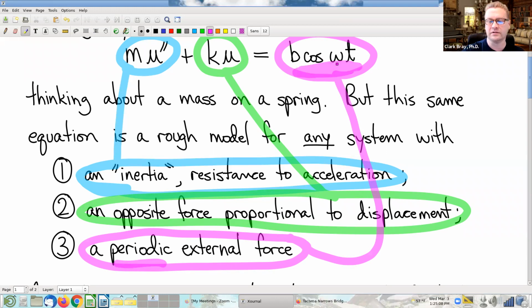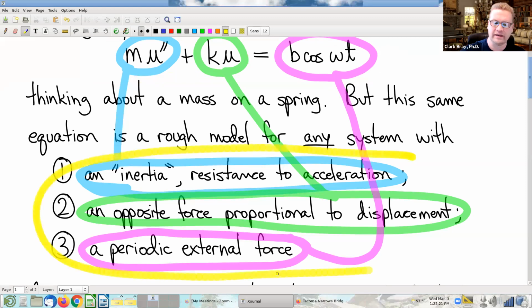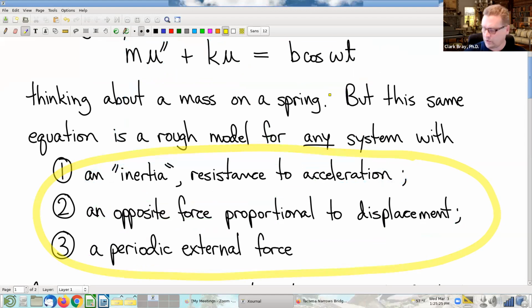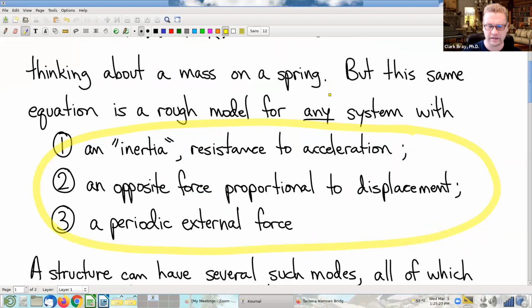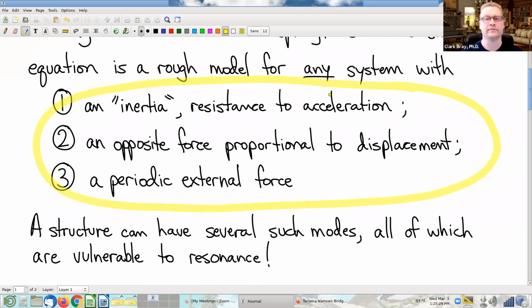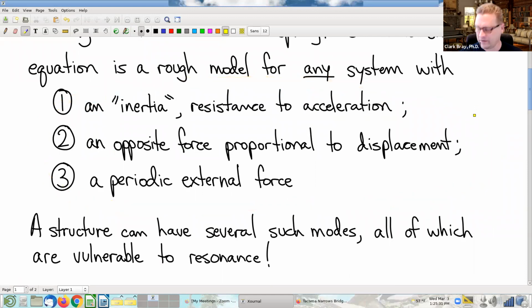And so solutions to this differential equation are, let's say, relevant, suggestive of solutions to any kind of a system like this. Okay, so what kind of systems are there that are like this? Well, there's a lot of them, right? And what I'm going to talk about today is a structure, for example, a bridge.